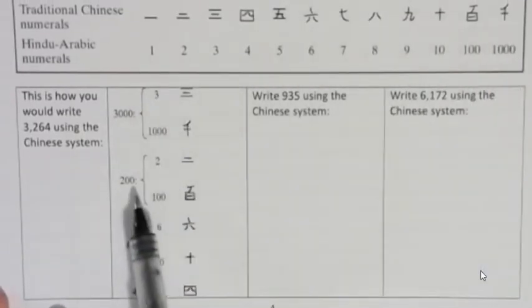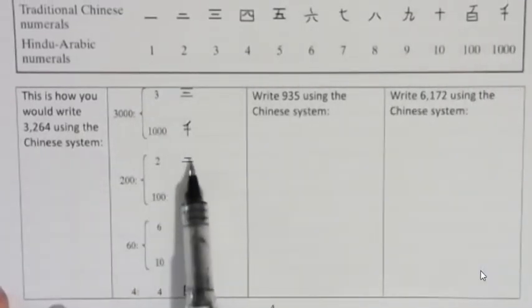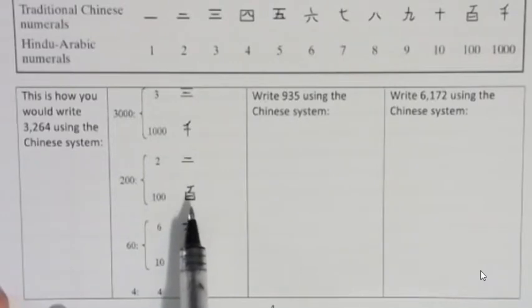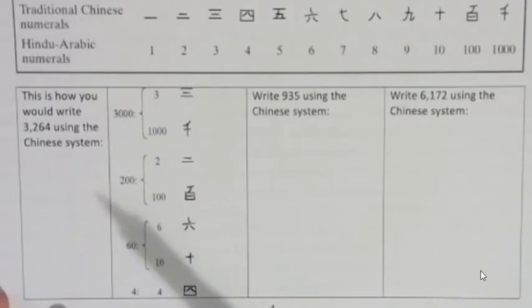And then they would go on to the 200s. There's 2 hundreds. Then 60. There are 6 tens. And finally, there's just the symbol for 4, because anything that's below 10 or below 11 has a symbol for it, right?